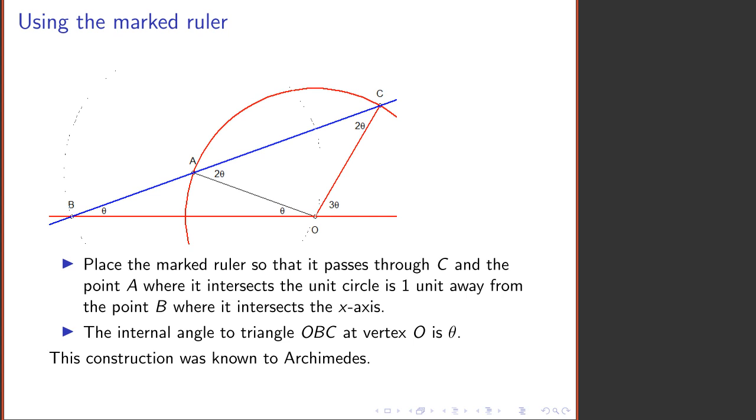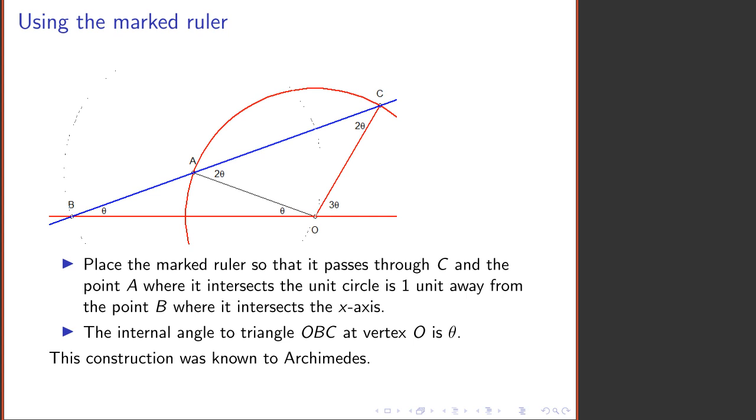Now I take my marked ruler. There are 2 points on it, unit distance apart, and I place the marked ruler so that one of the marks is at B, the second of the marks is at A, and the ruler passes through point C. There's no way to do this except trial and error. That is, you can't do it by sliding along a certain line or rotating about a certain point.